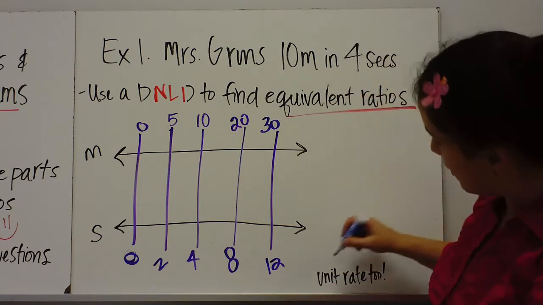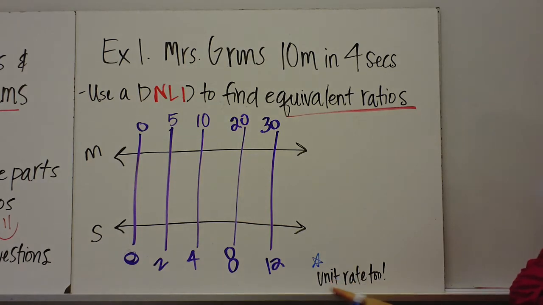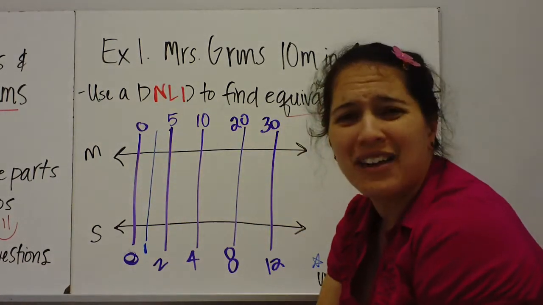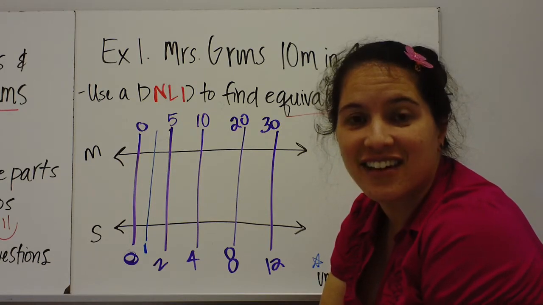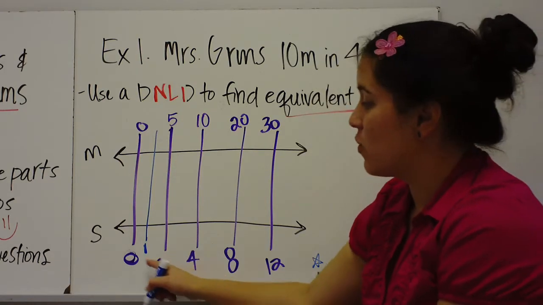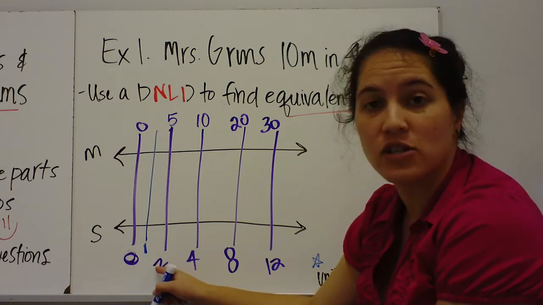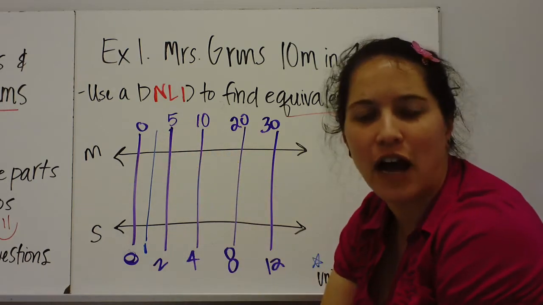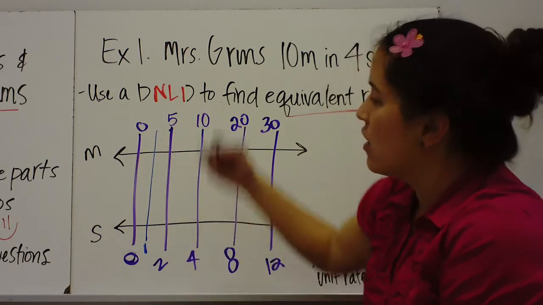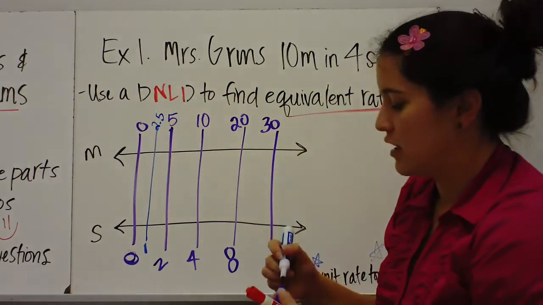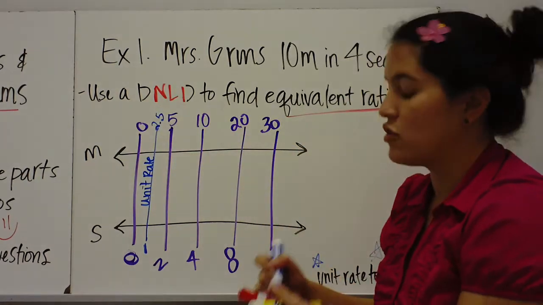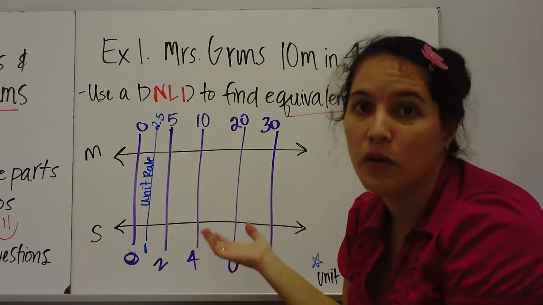But I see this note right here on the bottom. You can also find the unit rate. The unit rate would be right here in 1 second. How many meters can Miss George run in 1 second? So what did we do? We said 2 divided by 2 is 1. So 5 divided by 2, what's half of 5? Anybody know half of 5? 2.5. And so that would be the unit rate. So you can find the unit rate using a double number line diagram.